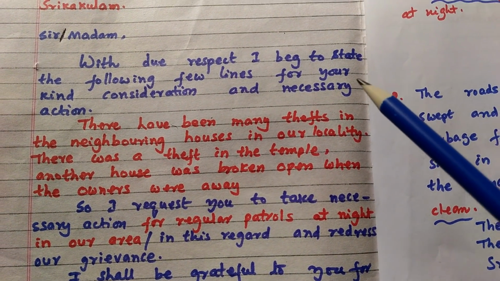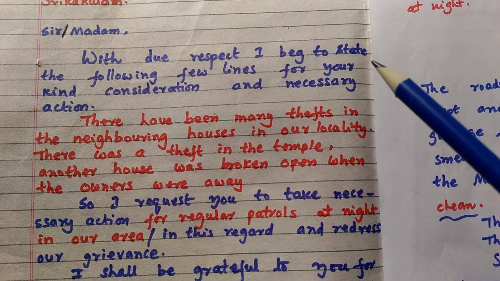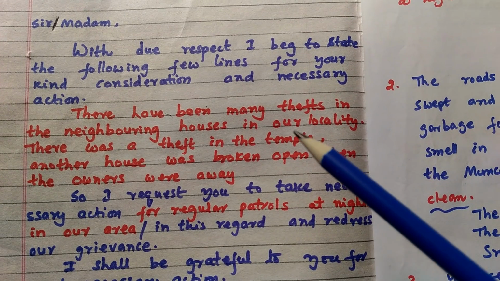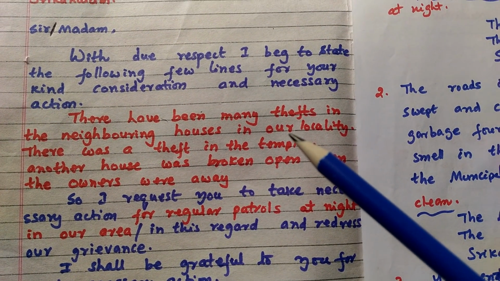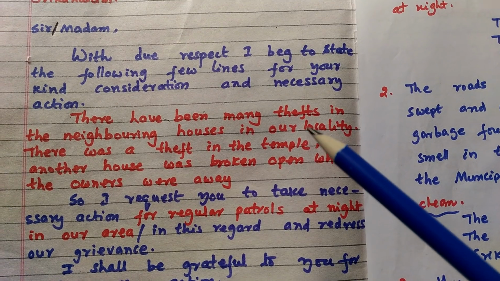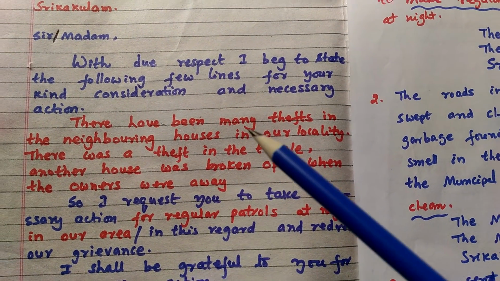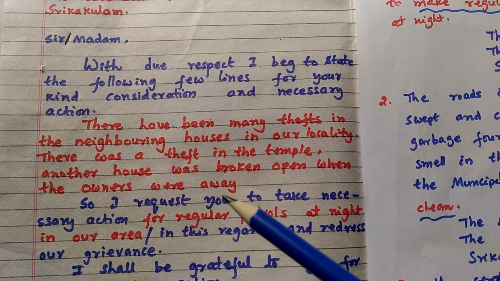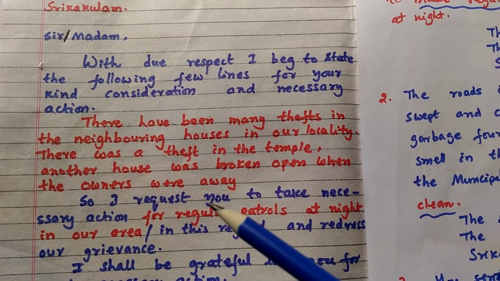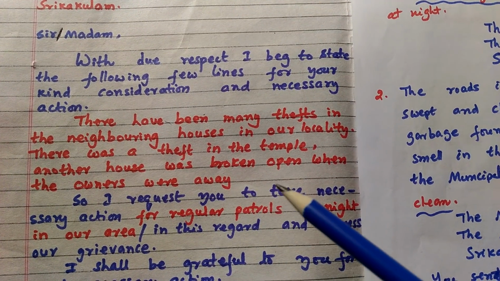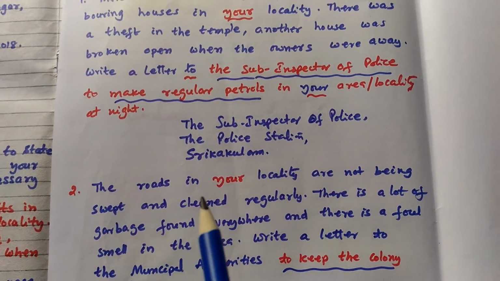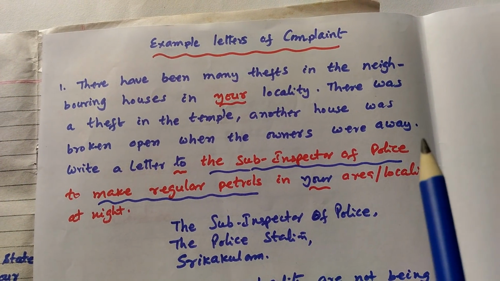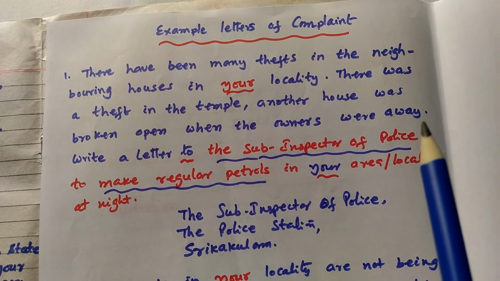This is the first paragraph we can learn by heart and write for every complaint letter. And the next paragraph, this information we got from the example given in the examination. What is that? There have been many thefts in the neighboring houses in our locality. There was a theft in the temple. Another house was broken open when the owners were away. So this we already got from this example. Look at this one. From this one to this one we have written in the body of the letter.